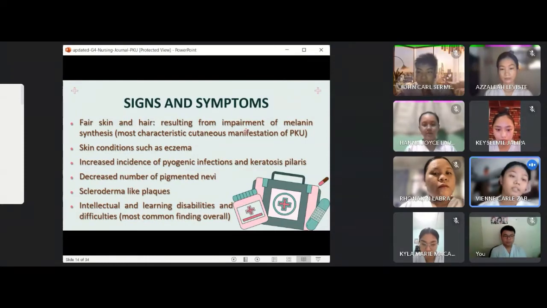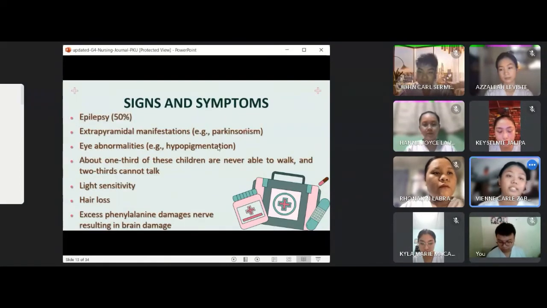Then the scleroderma-like flakes are caused by excess collagen production that leads to skin tightening and thickening. This happens when the immune system causes the body to make too much of the protein collagen, an important part of your skin. Then last for this slide, we have the intellectual and learning disabilities and difficulties, the most common finding overall. PKU is known to have a devastating effect on intellectual development early in life. And for the learning difficulties, if left untreated, it can damage the brain and the nervous system.